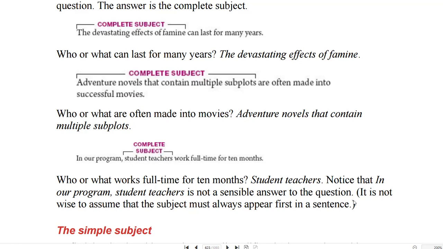Adventure novels that contain multiple subplots, that is the complete subject, are often made into successful movies. Who or what are often made into movies? Adventure novels that contain multiple subplots.